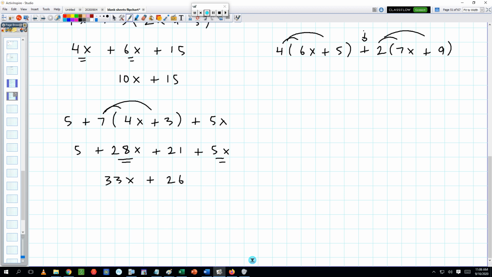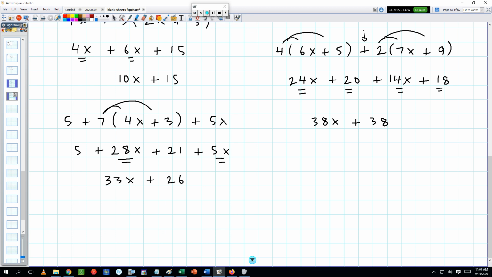4 times 6, 4 times the 5. Positive 2, 2 times the 7, 2 times the 9. I'm ready to combine like terms. X's. I have 24x here, I have 14x here. I will add, I get 38x. Do not affect power when you add. X and x make an x. 20 and 18 add up to be 38. I have a pair of 38s there.